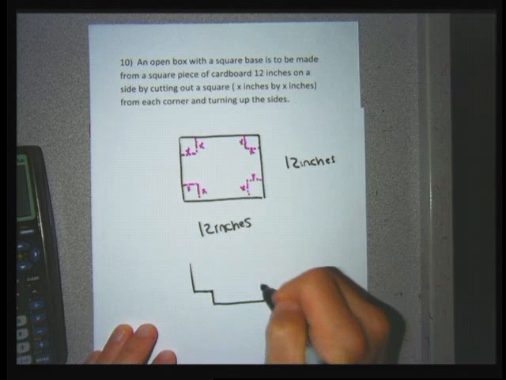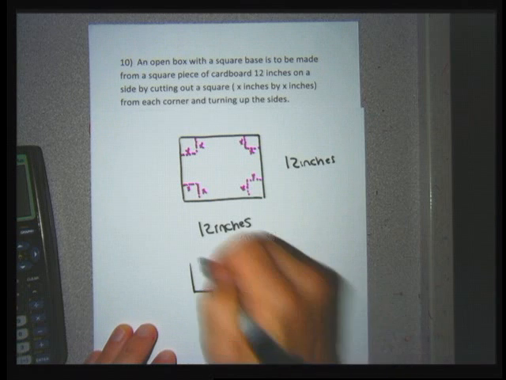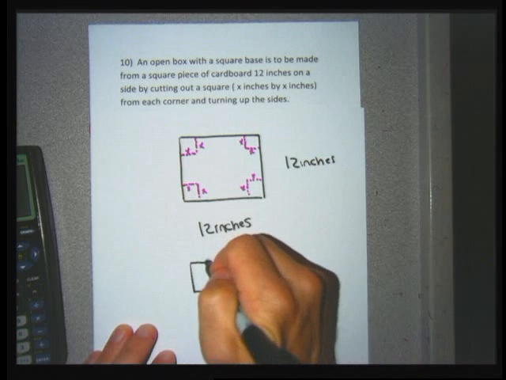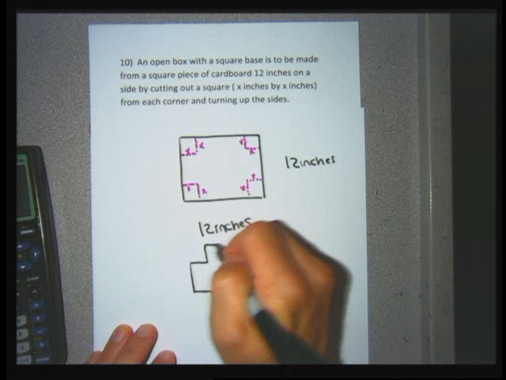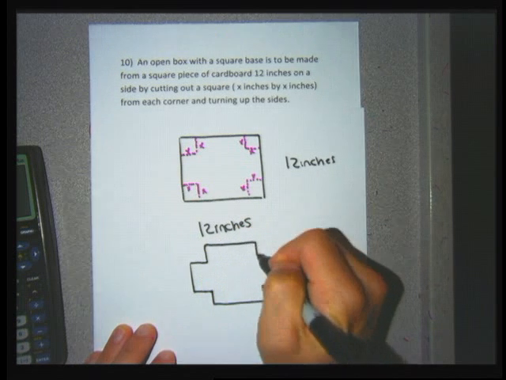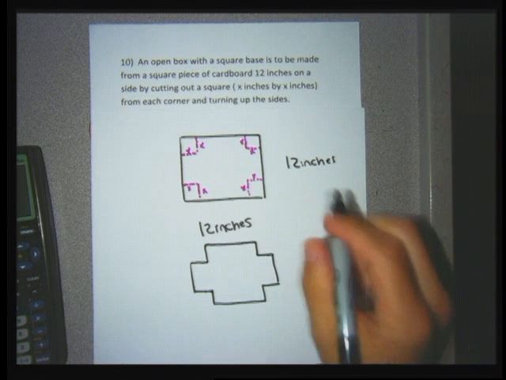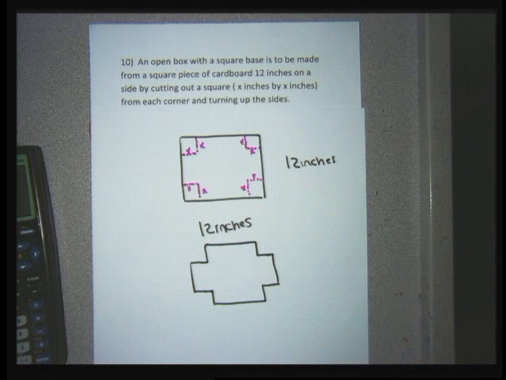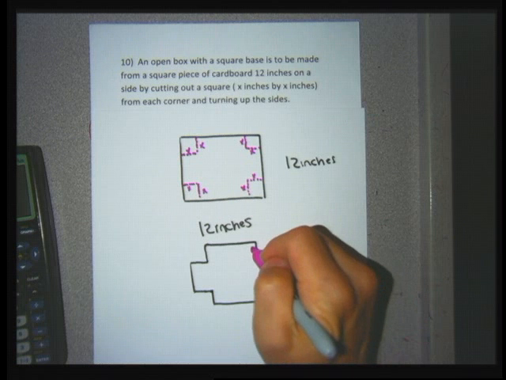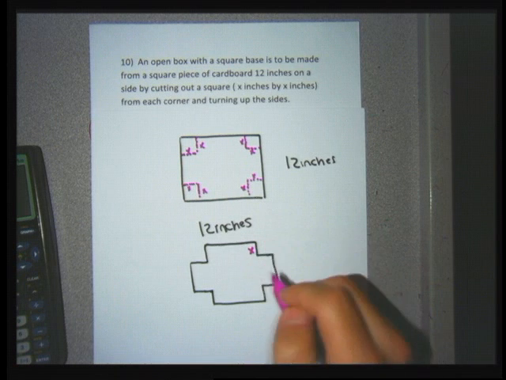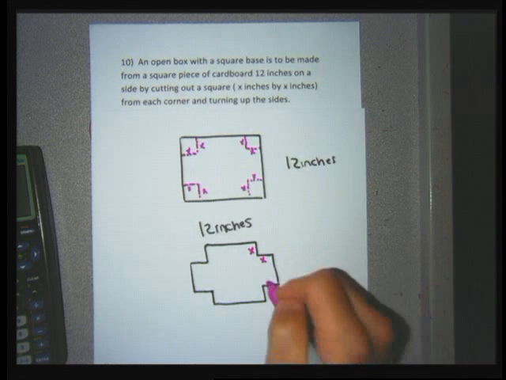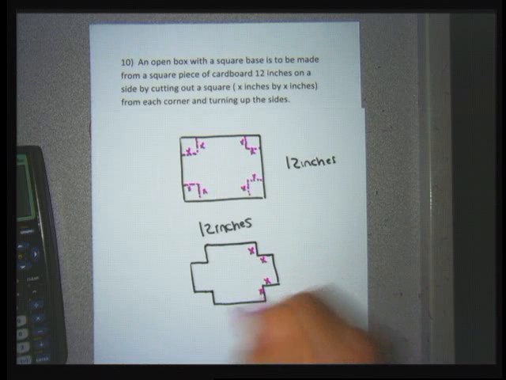Well, I can draw that, but I wish I could actually draw, but unfortunately my reality is that I can't draw. So this is what we have left after cutting. This dimension right here is an X, that dimension is an X, this dimension is an X. Those are all X's.